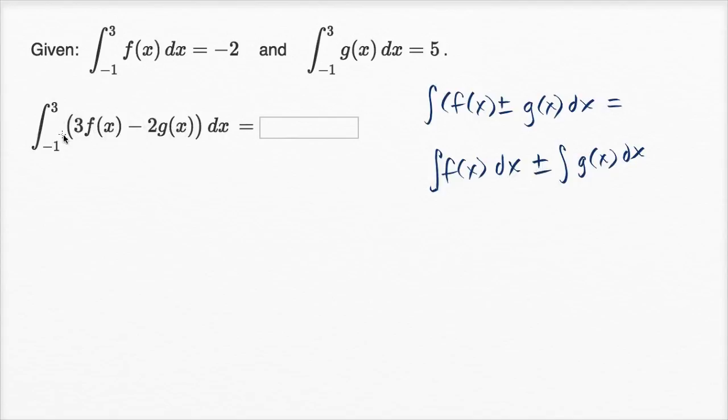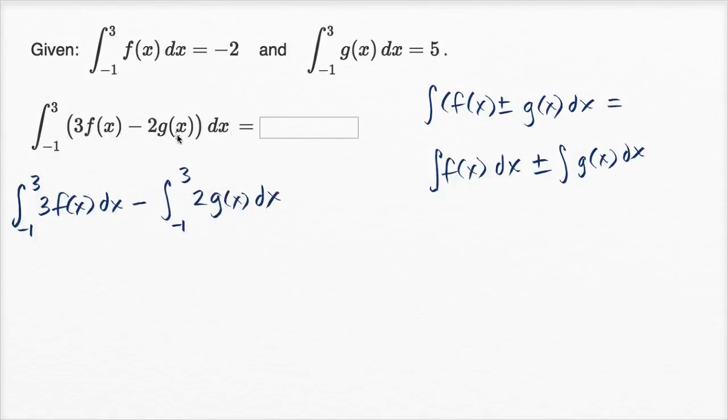So we could split this up in the same way. This is going to be equal to the definite integral from -1 to 3 of 3f of x dx minus the integral from -1 to 3 of 2g of x dx. Notice, all I did is split it up. Taking the integral of the difference of these functions is the same thing as taking the difference of the integrals of those functions. Now the next thing we can do is take the scalars.